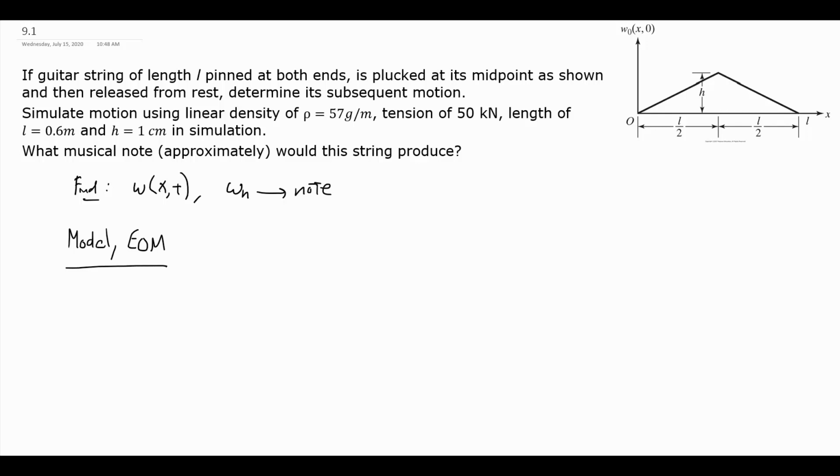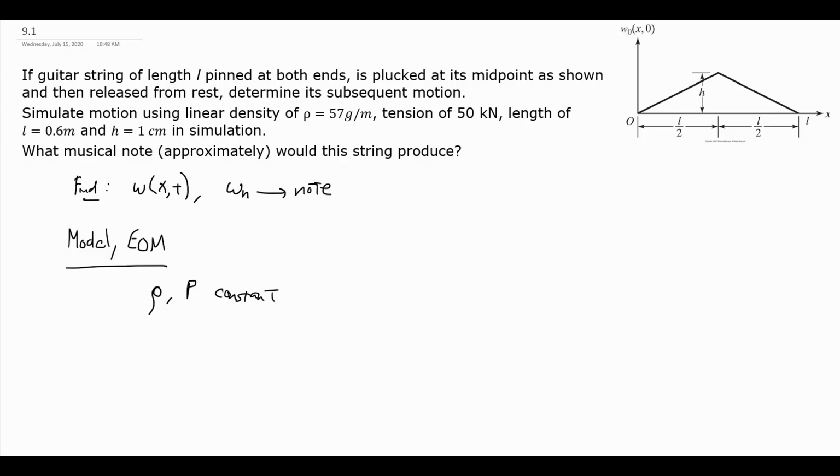So in this case, we are told that we have this linear density rho of 57 grams per meter. So that is going to mean that rho is constant. This is a homogeneous string, and it's not going to be changing in time. So rho is constant, and the tension, which we usually call P in these problems, is 50 kilonewtons, and we're told, or it's implied, that that is also going to be constant. So these things are constant.